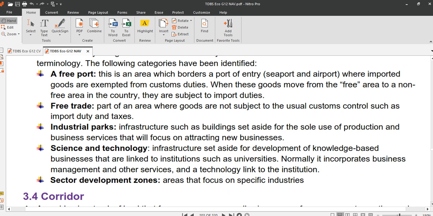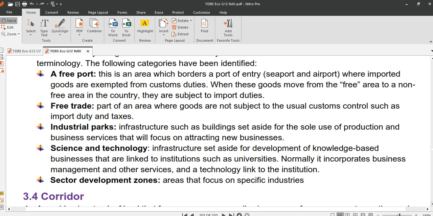A free port is an area which borders a port of entry, seaport and airport, where imported goods are exempted from customs duties. When these goods move from the free area to a non-free area in the country, they are subject to import duties. Free trade is part of an area where goods are not subject to the usual customs control such as import duty and taxes. Industrial parks are infrastructure such as buildings set aside for the sole use of production and business services that will focus on attracting new businesses.